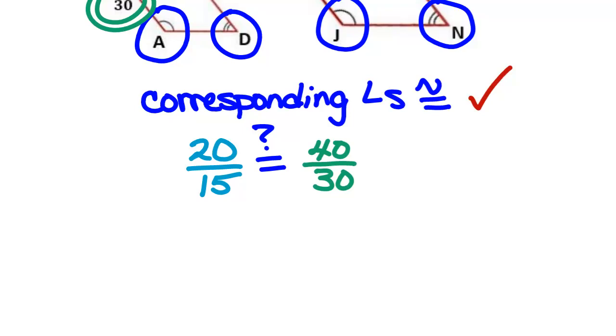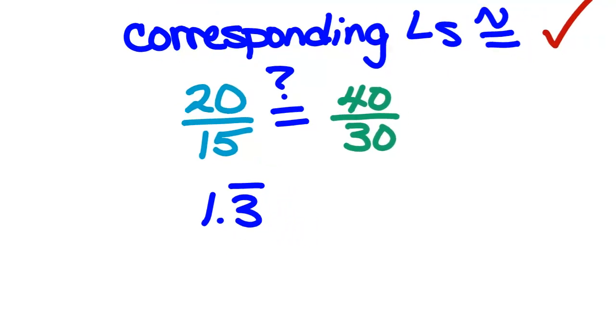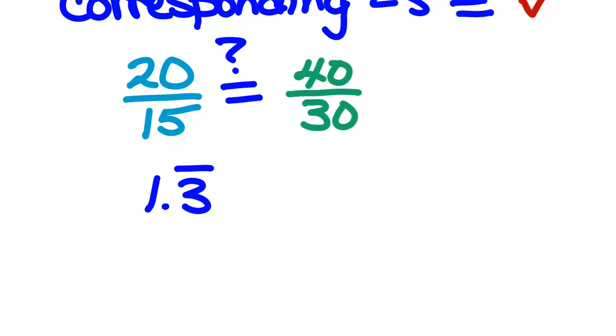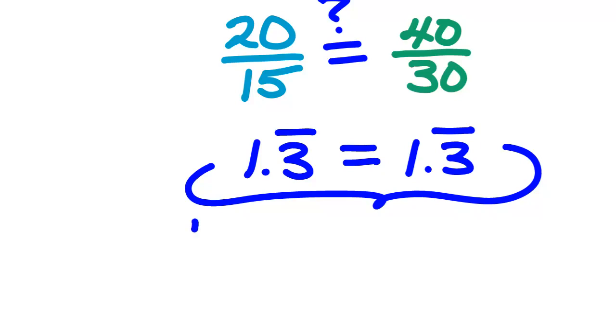So can somebody put 20 over 15 into their calculator? Sorry, thank you for correcting me. 20 over 15. 1.3 repeating. Now we have to do the same thing with 40 over 30. Same thing, we get 1.3 repeating. So these did come out to be exactly the same when we put it into our calculator. That tells me that corresponding sides are proportional.